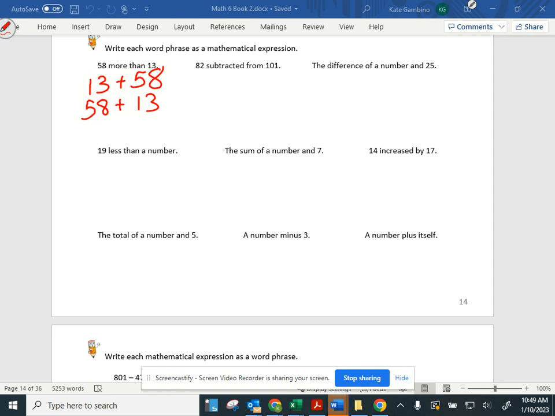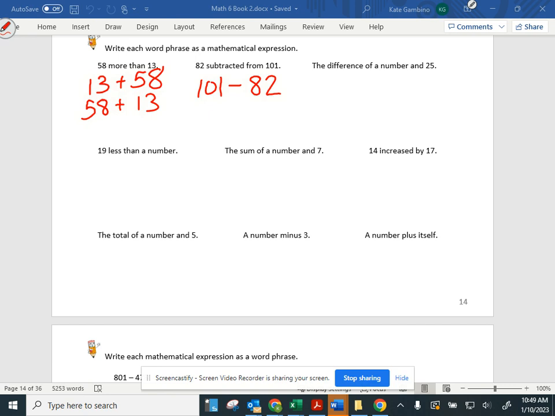Now we have 82 subtracted from 101. How would I write that, Bennett? We'll do 101 minus 82, because it's 82 subtracted from 101. So we have to start with 101 and take away that 82. Do you want us to put in the answers? No, this is not an equation. This is an expression. So expressions don't have the equal sign. So we don't have to solve anything.